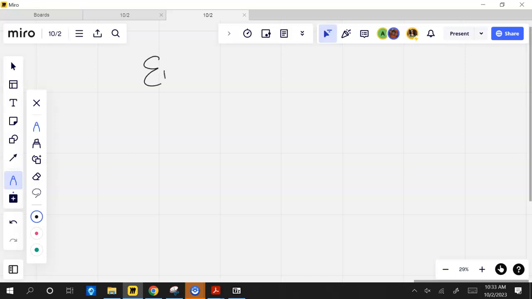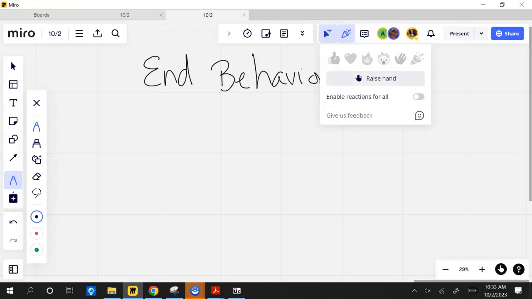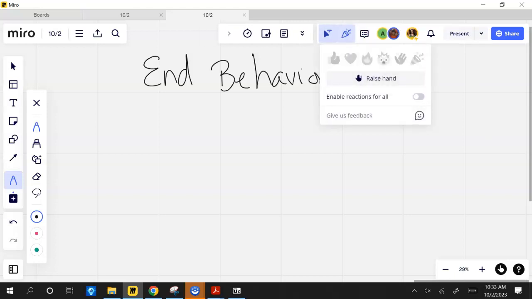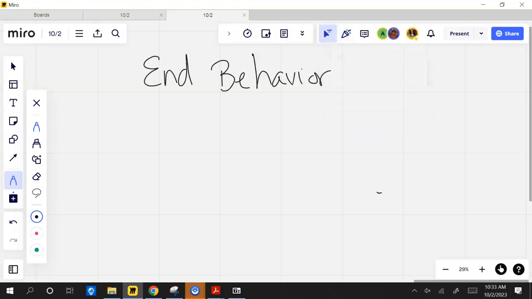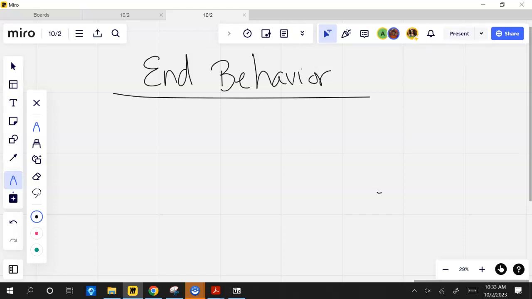Let's talk about end behavior. End behavior does exactly what it sounds like it does. It tells me what the end of the graph is doing. Okay? So I'm going to teach you a little math lingo here. You ready?